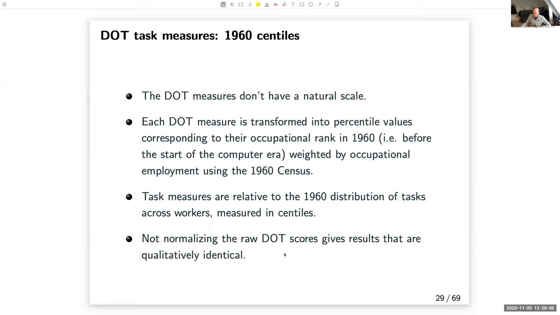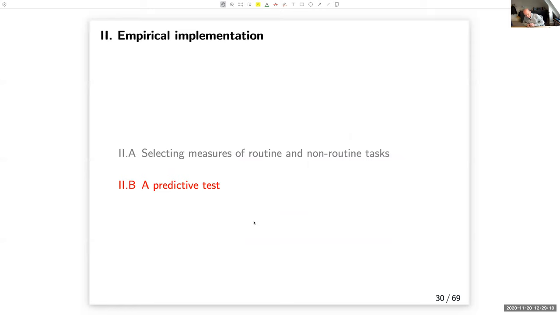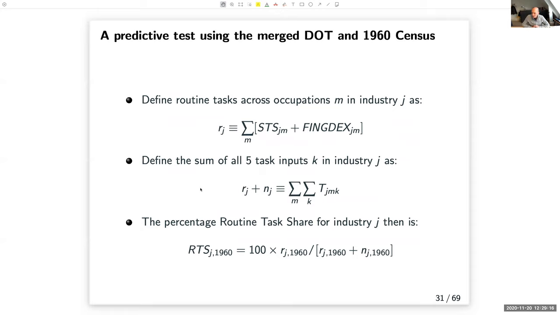So here is a first simple predictive test. What I've done is merge the DOT with the 1960 census data, and I can already do some interesting stuff with that. So define routine tasks across occupations M in an industry J as the STS and FingDex. These were the two measures of routine tasks. STS was your office clerk, FingDex was your assembly line worker.